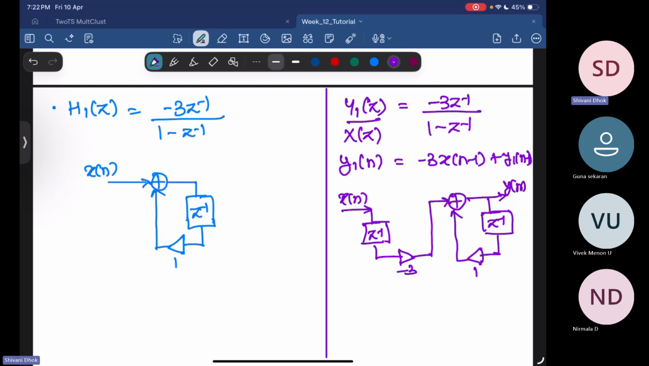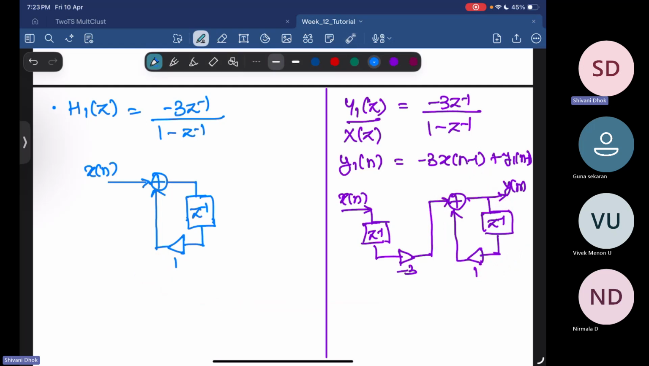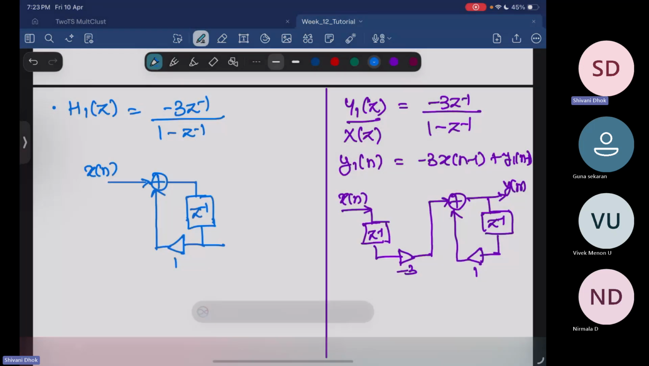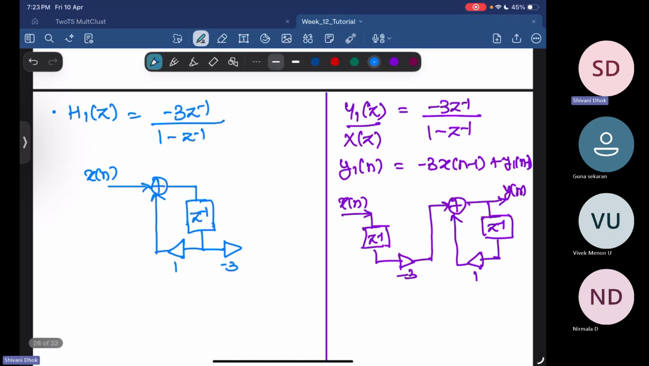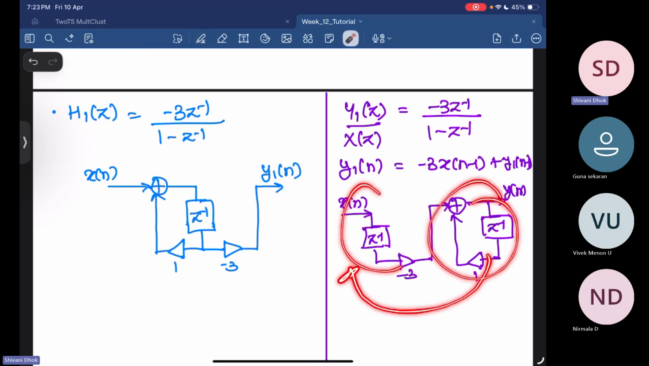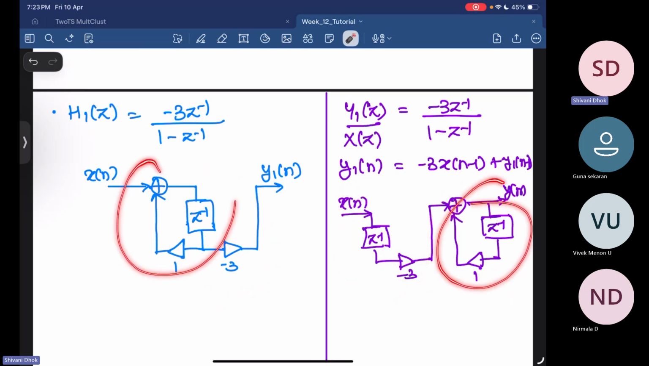So you have this block here, and from this z inverse, now you will pull out a minus 3. So that will basically give you a minus 3z inverse, and you'll measure your output here. So I just swapped this system and this system here. So this part is this part, and this part is this part. Is it clear? Any questions?